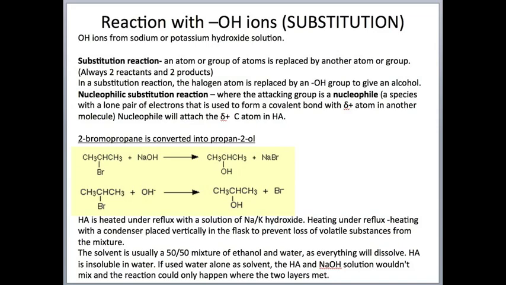So the halogenoalkane is insoluble in water. However, if you use water alone as a solvent, the halogenoalkane and the sodium hydroxide solution wouldn't mix, and the reaction could only happen where the two layers met. Therefore, a 50-50 mixture of ethanol and water will make sure that everything dissolves.